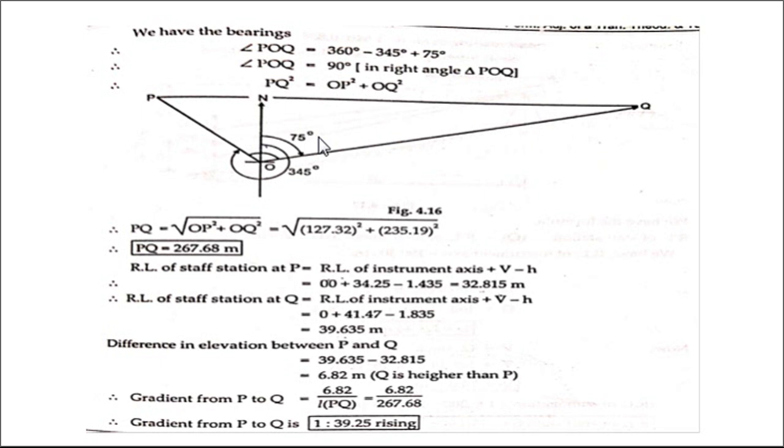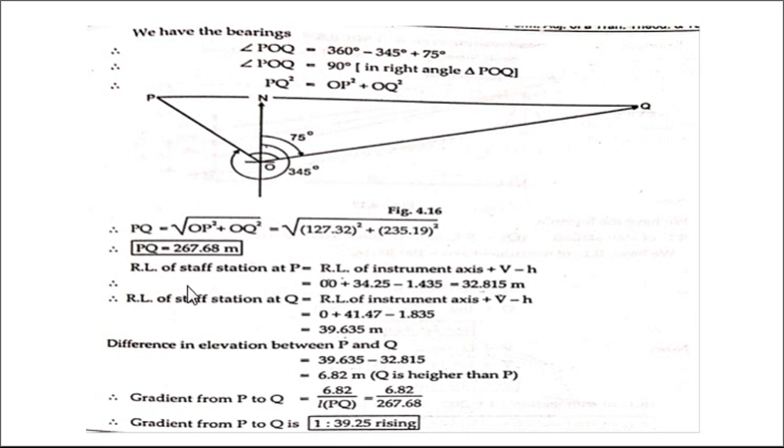Now distance OP we have calculated, distance OQ we have calculated. So distance PQ we can calculate by the formula. PQ is equal to under root of OP square plus OQ square. So substituting these values, we will get PQ is equal to 267.68 meter. Okay. Similarly, we can find out the reduced level of P and Q also.